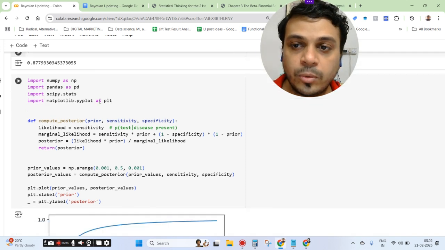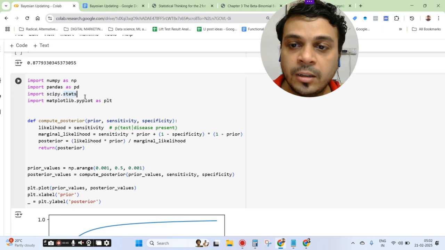So next we are going to load some libraries: NumPy, Pandas, SciPy stats, Matplotlib. This is for plotting. This is for carrying out statistical calculations. You'll see in this little bit of code, it's not there.